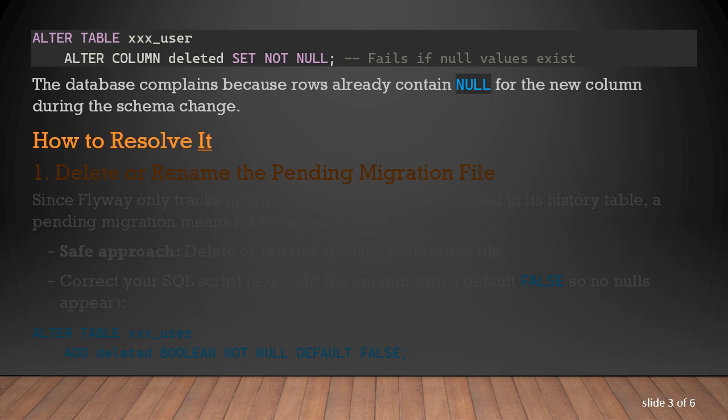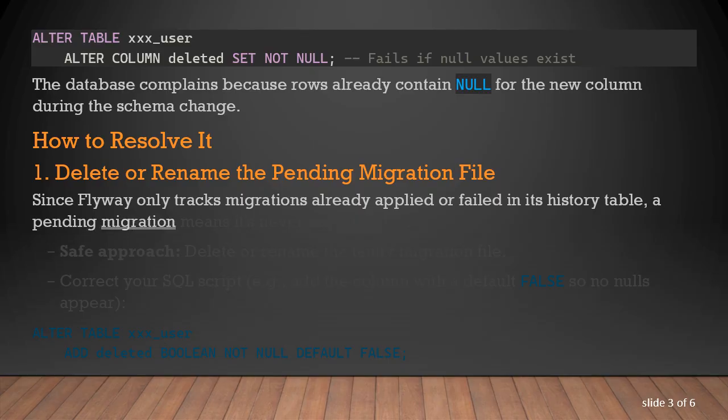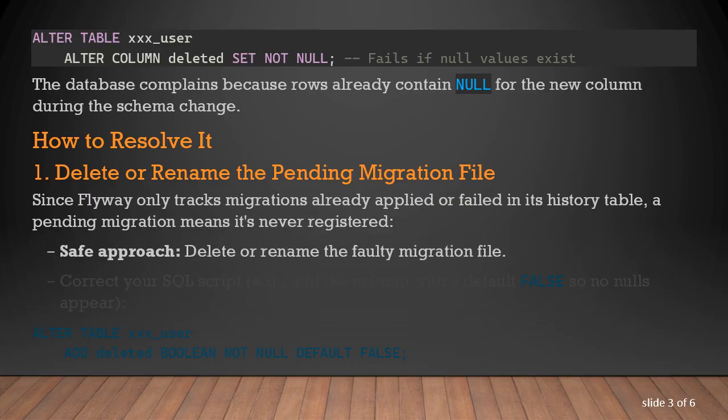How to resolve it? 1. Delete or rename the pending migration file. Since Flyway only tracks migrations already applied or failed in its history table, a pending migration means it's never registered. Safe approach: delete or rename the faulty migration file.